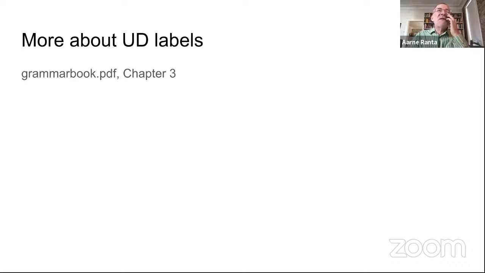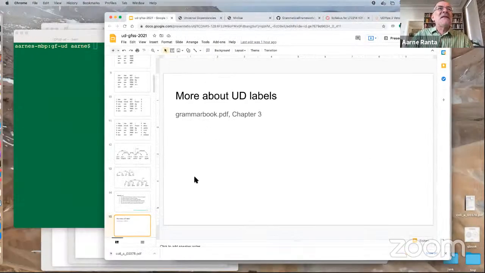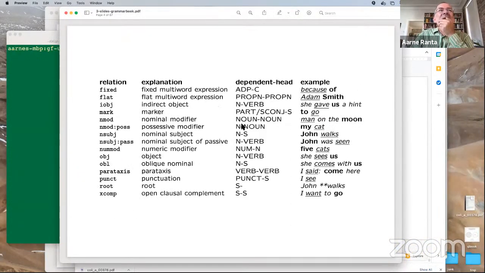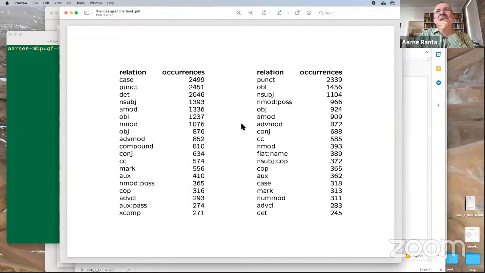There is something more about the UD labels, and I think we will see some trees later. So yeah, I was actually planning to show some from these slides. So there are about 50 different labels, and here is an example of each of them. And then the interesting thing is also to consider the distribution of labels in different languages.